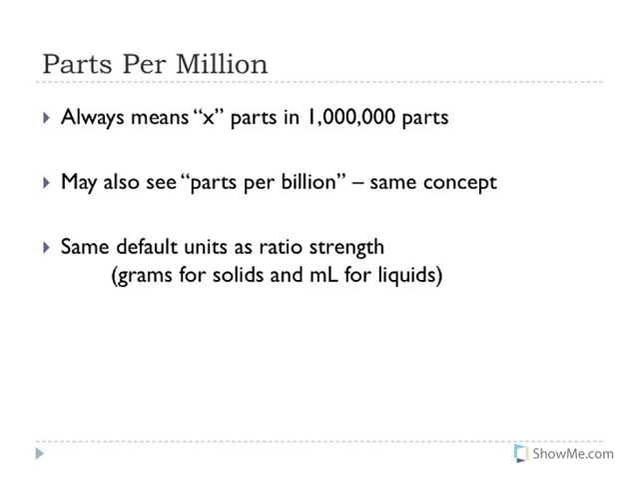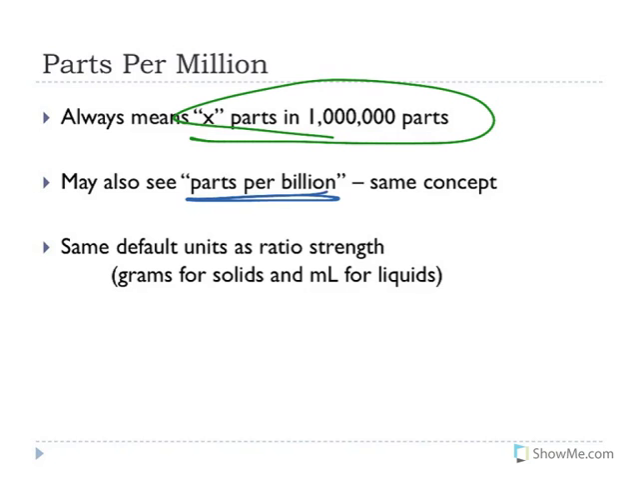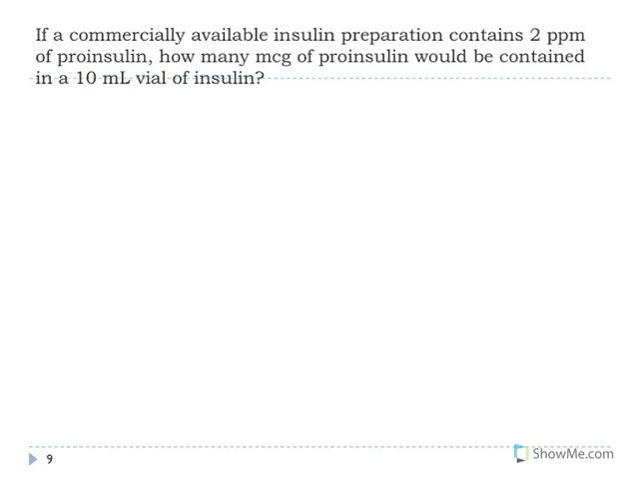Finally, we're going to talk about parts per million. In parts per million, if you're told that something is X parts per million, it always means X parts in a million parts. You may also see parts per billion. It's going to be the same thing. It just means your denominator is going to be 1 billion instead of 1 million. It's the same default units as ratio strength, grams for solids and mils for liquids. So again, let's go ahead and look at an example problem.